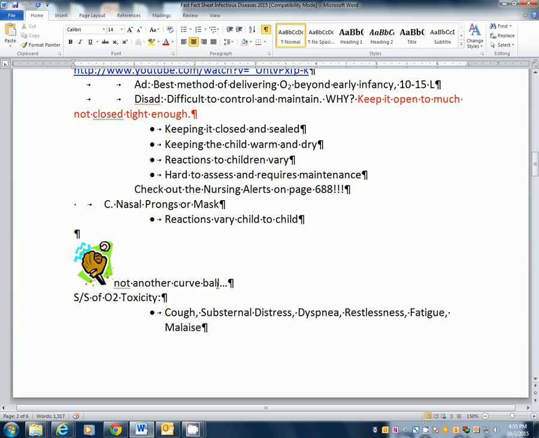A lot of those tolerate, your younger children tolerate the mask better, where the older ones tolerate the prongs better. And reactions are different, like I said, so you want to be very caring and empathetic and concerned. Okay?